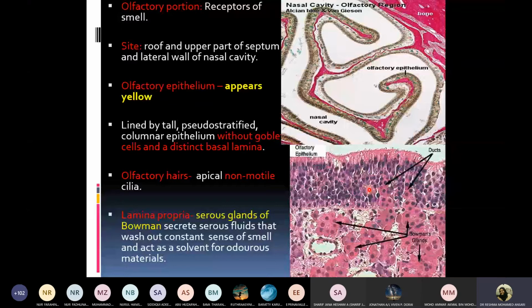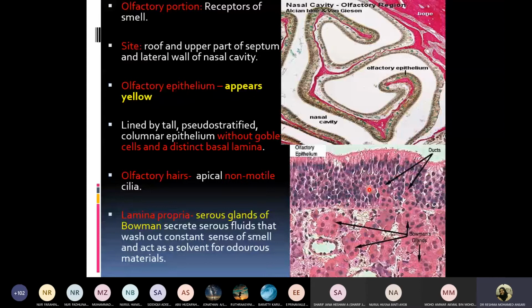So what is the epithelium here? It is lined by the same pseudostratified epithelium, but the cells are taller. So it is lined by tall pseudostratified columnar epithelium without goblet cells. Why no goblet cells? Because mucus can block the nose from smelling. Yes. Mucus is a very thick secretion which can sit on the olfactory epithelium, and then you cannot feel the sense of smell, especially in flu-like conditions. That's the reason. Good. So it does not have goblet cells.